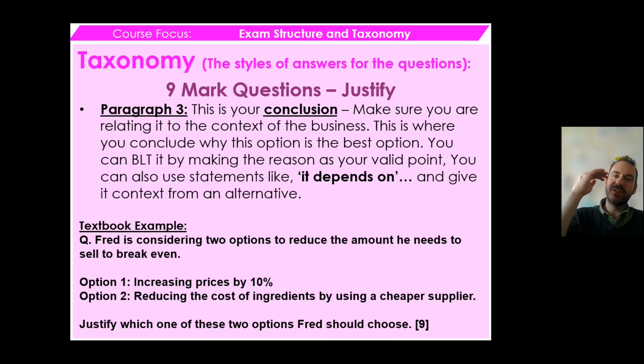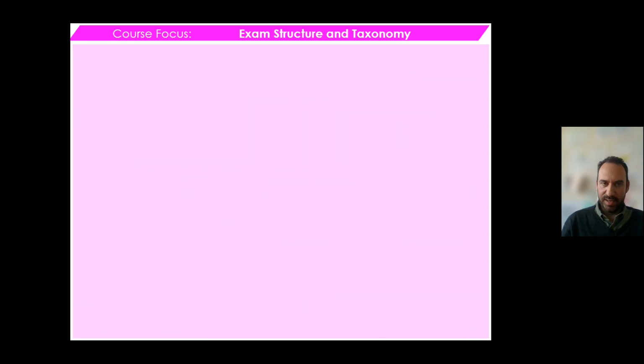So it's all linked. So basically your argument is all for the one option all the way through, but you've really just been focusing on one of the two. So I'll give you a textbook example here. Fred is considering 2 options to reduce the amount he needs to sell to break even. Option 1 is increasing prices by 10%. Option 2 is reducing the cost of ingredients by using a cheaper supplier. Justify which one of these 2 options Fred should choose. Again, this is a textbook example.